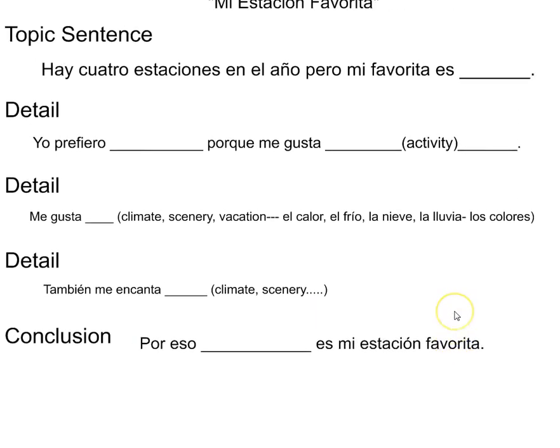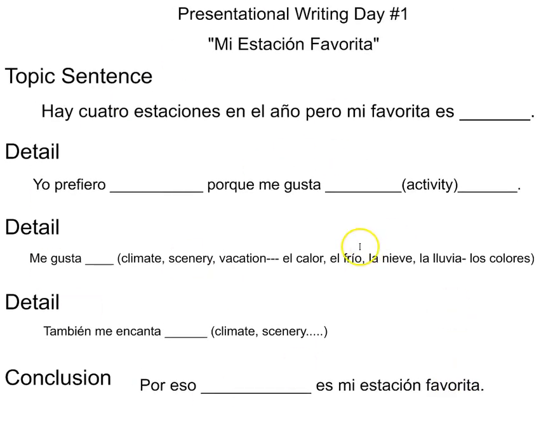Bueno, cool. And after you've done that, you've written a great paragraph. Submit that paragraph to Schoology.